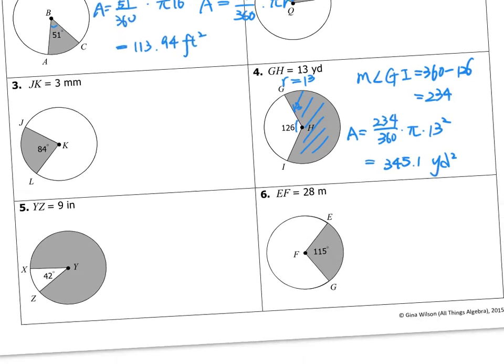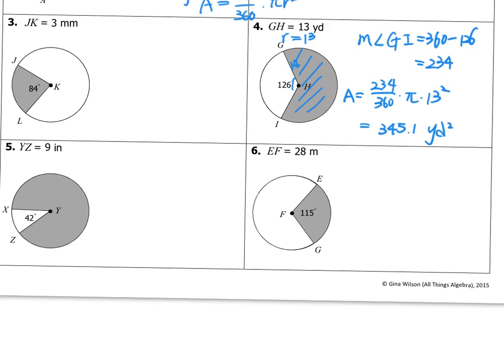Let me see if I can do another one. Number 6. EF equals 28, so that, again, is my radius. And I already have the central angle, so it's a simple plug-in. Find the percentage, 115 over 360, and then pi r squared. R is 28 squared. That's my area. In this case, you should have 786.79 square meters.